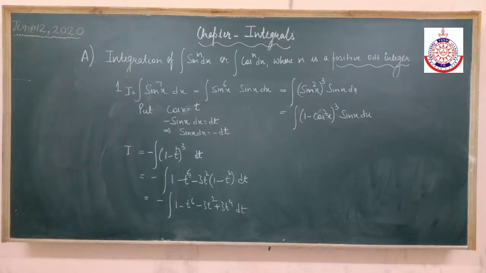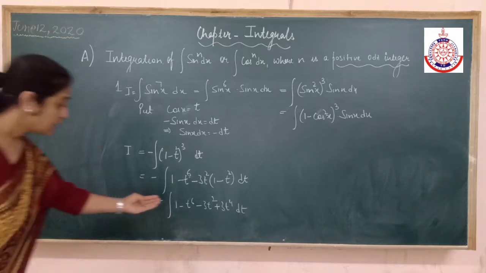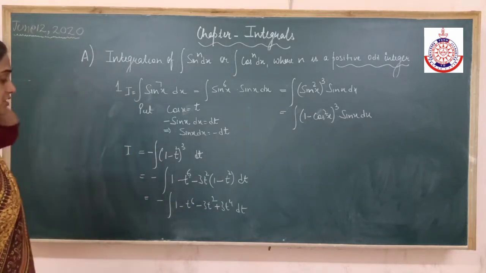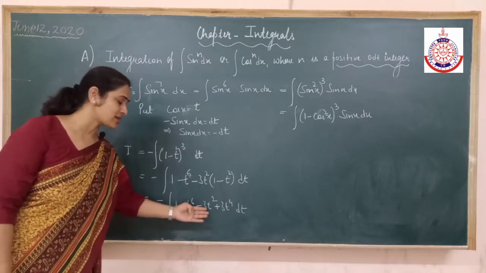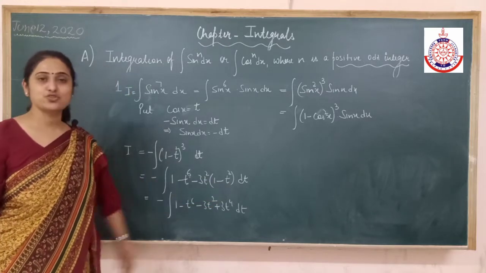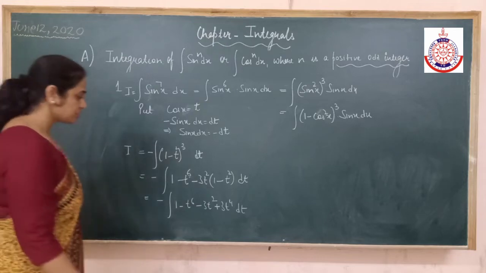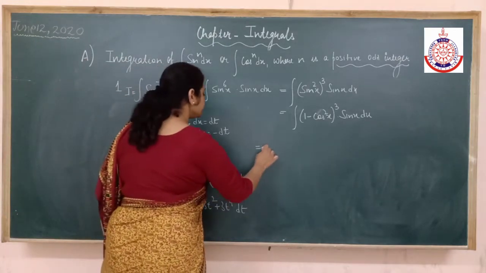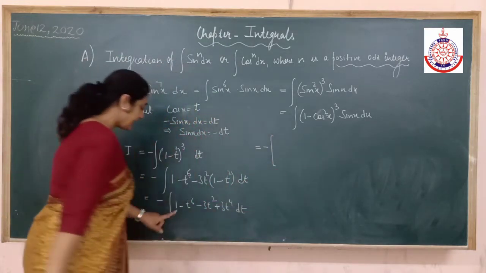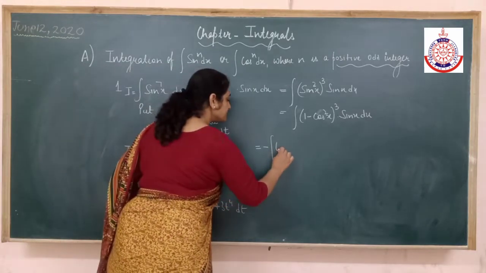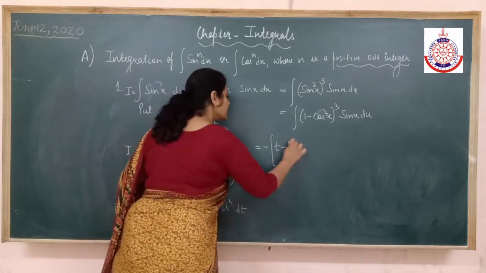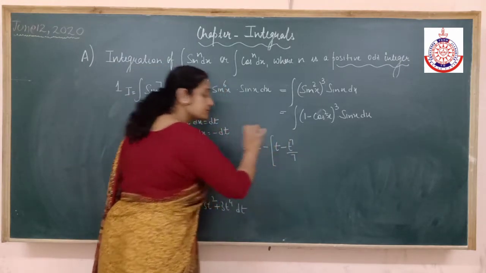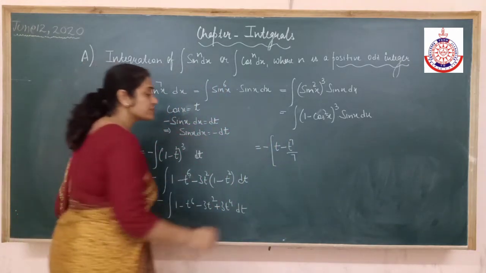All the terms have been converted into simple algebraic functions. It is just a form of: this is constant, this is kind of x raised to power 6, this is kind of x squared, this is kind of x raised to power 4, and we know the integration. What is the integration? Integration of 1 would be t. Integration of t raised to power 6 will be. Integration of t square will be.